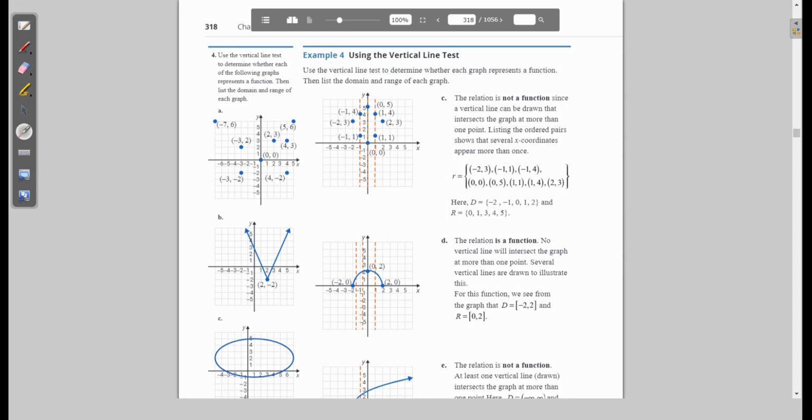So A, do we have any repeating x's? We have -7, -3, yep. We have -3 is repeating, so A is not going to be a function. That was easy.